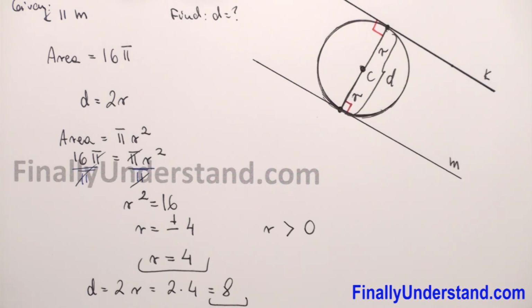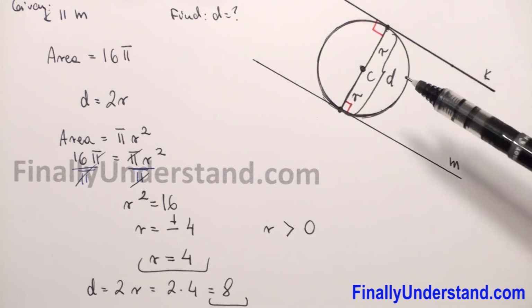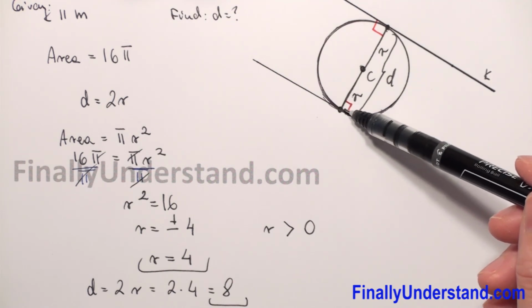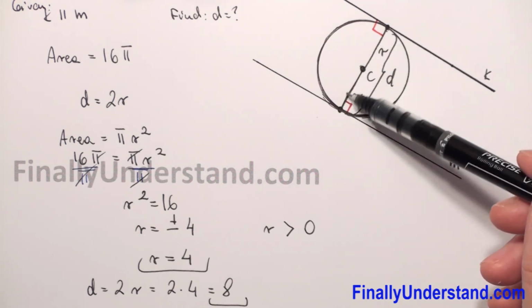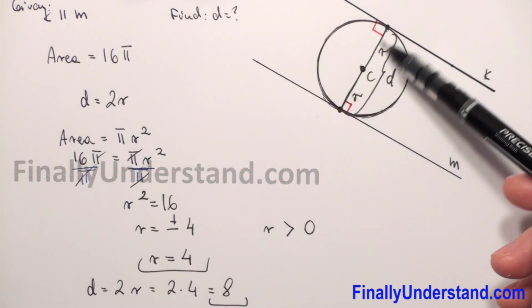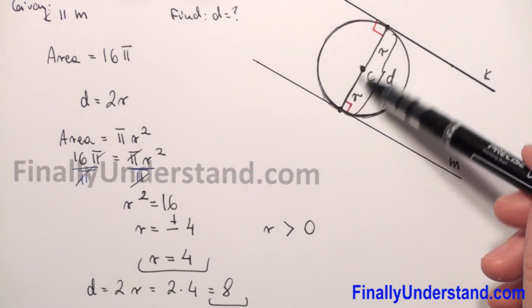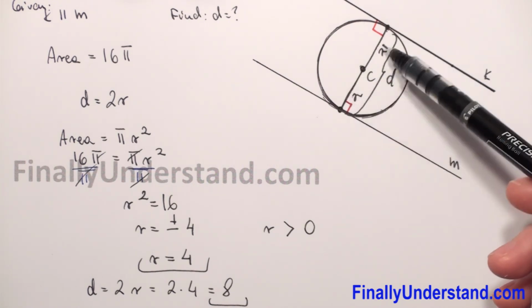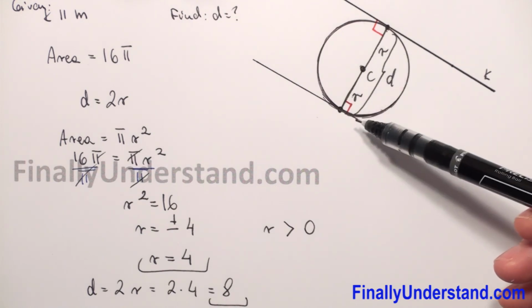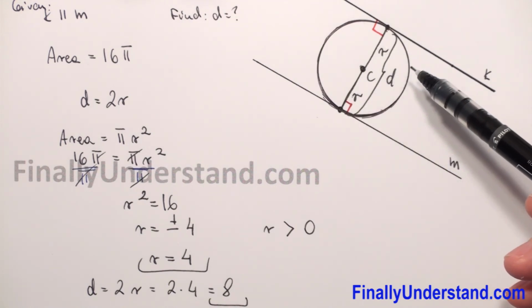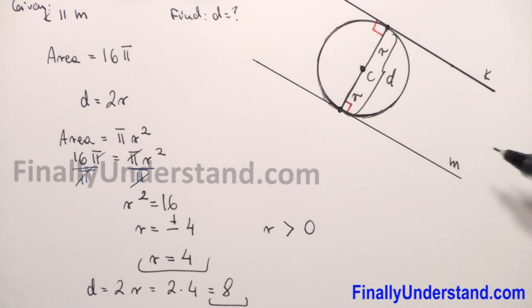We found the distance between the point on line K and line M. This is the shortest distance between these two lines, because these two lines are parallel, so they don't have a common point. It means they don't touch. So this is my solution.